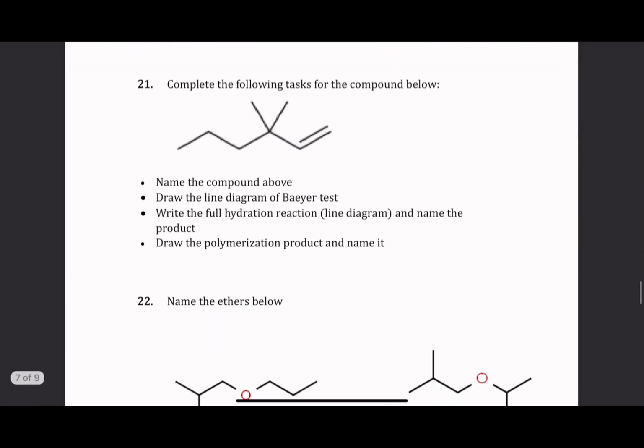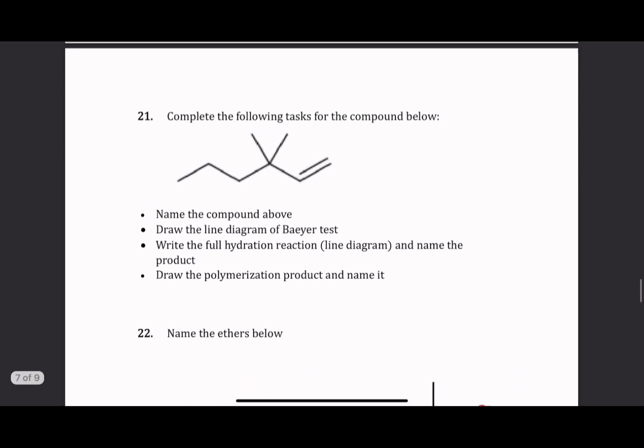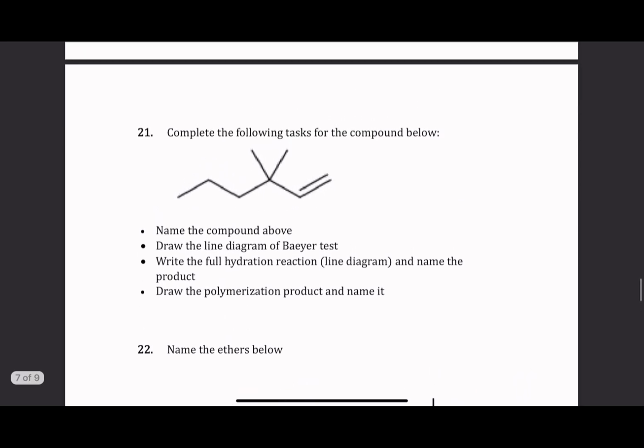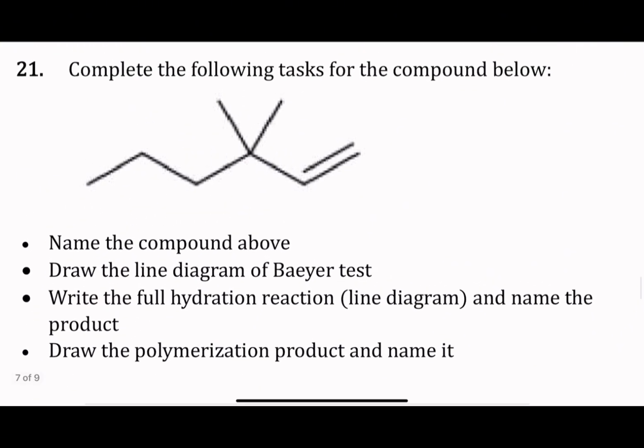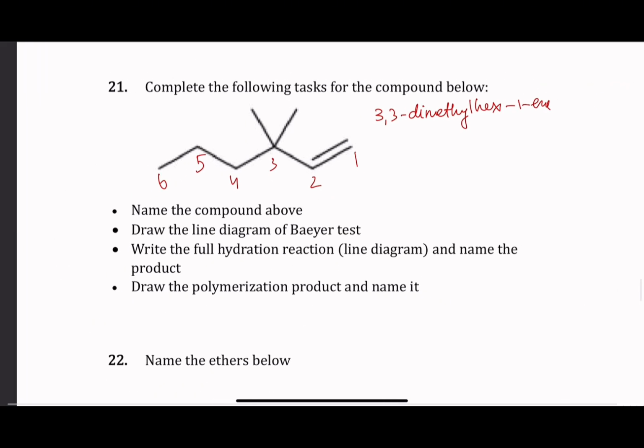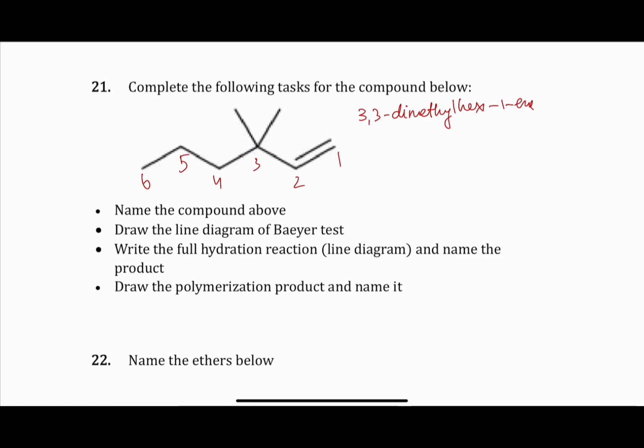Okay. So question 21. It says complete the following task for the compound below. Name the compound above. It's super easy. If we need to find the longest chain, which is 6 carbons, so it would be 3,3-dimethylhex-1-ene.